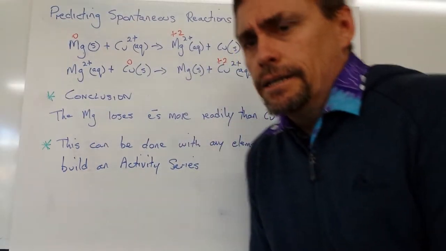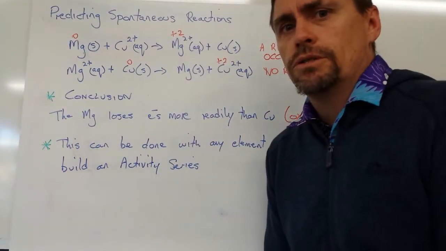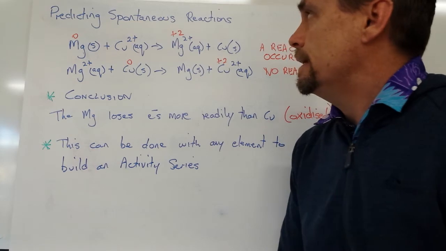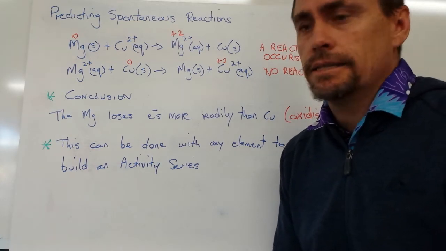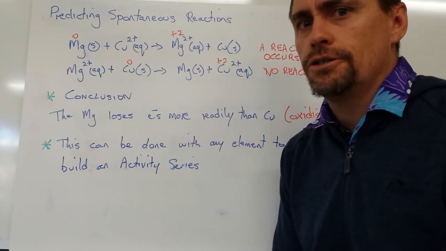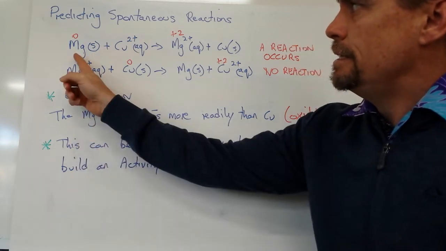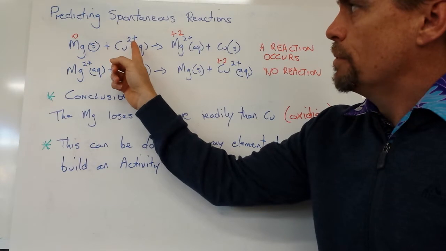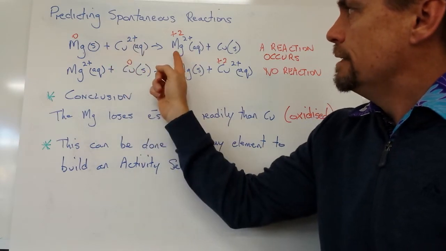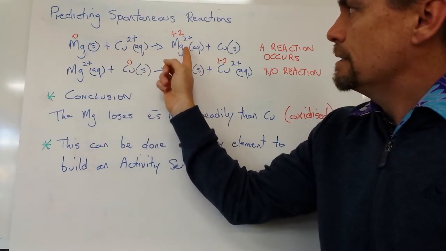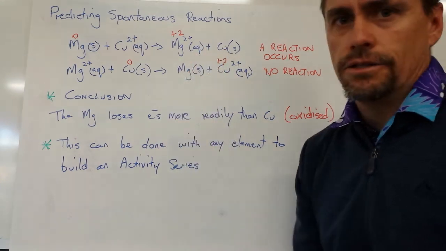How can we predict when a redox reaction will occur spontaneously in nature? And by spontaneously, I mean without any external energy. Let's take two examples. We have magnesium solid reacting with copper in solution, copper 2+, to give us magnesium 2+ in solution and copper as a solid.